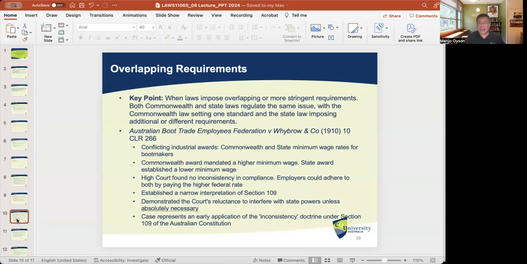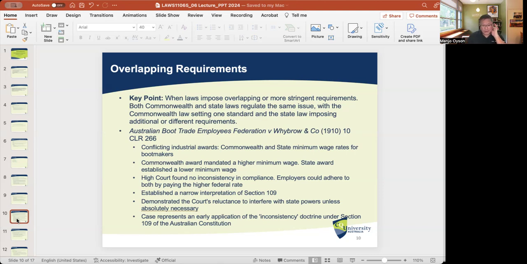And so in that case, what happens when the standard set by the Commonwealth Parliament is different from that imposed by the state law, or when a state or even the Commonwealth Parliament imposes additional or different requirements? An example of this is the case of Australian Boot Trade Employees Federation and Whybrow and Company, a case decided in 1910. So again, prior to the Engineers case. And in that case, the conflict was that the Commonwealth mandated a higher minimum wage, whereas the states established a lower minimum wage.